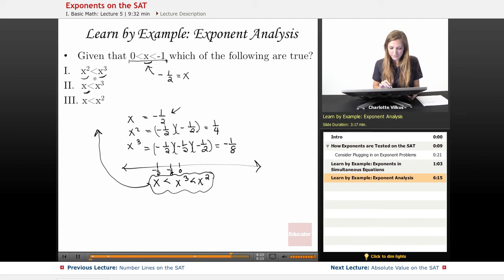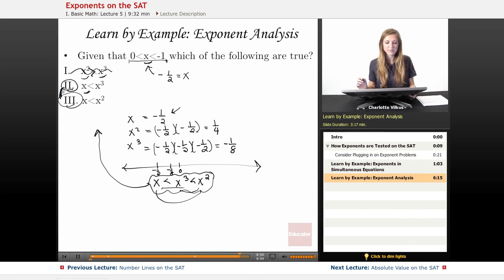So I have x is less than x cubed right here. That's my number 2, so this part's correct. I also have x is less than x squared, but x squared is not smaller than x cubed. It's actually greater than. So this one's false. This third one is true. And I would look for an answer on the SAT that included both 2 and 3.